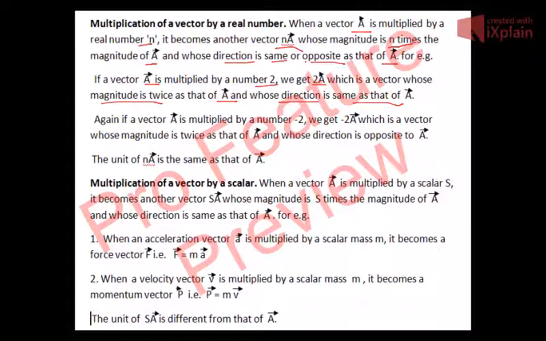For example, if vector A is represented by a line of 2 centimeters, then vector 2A will be represented by a line of 4 centimeters. But both the lines will have the same direction.